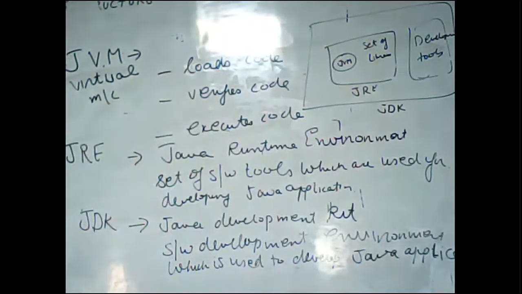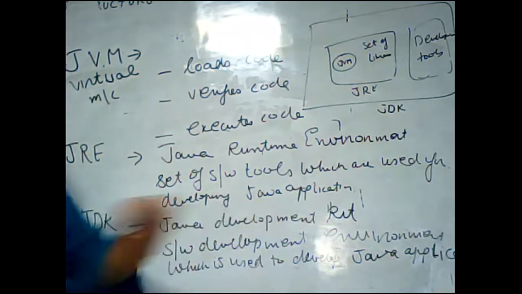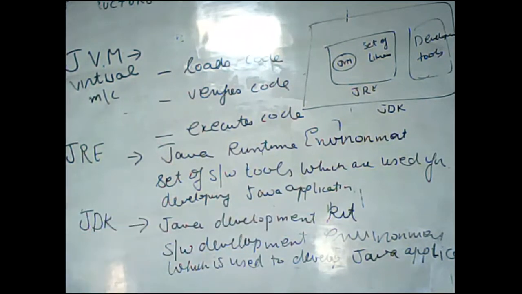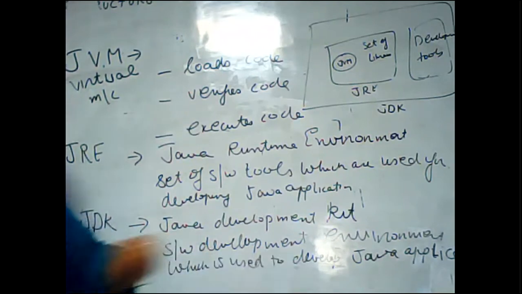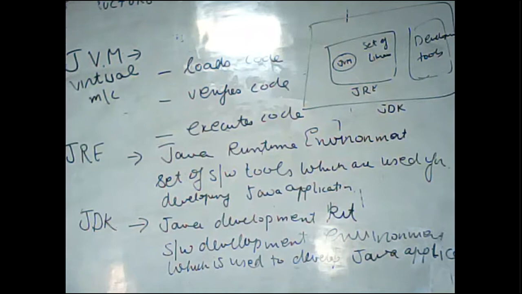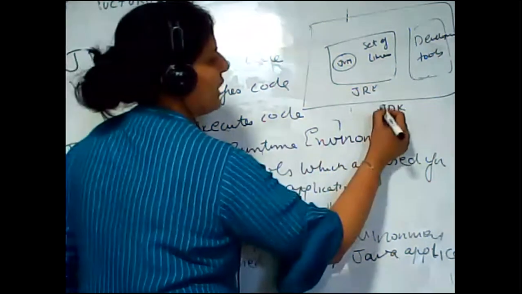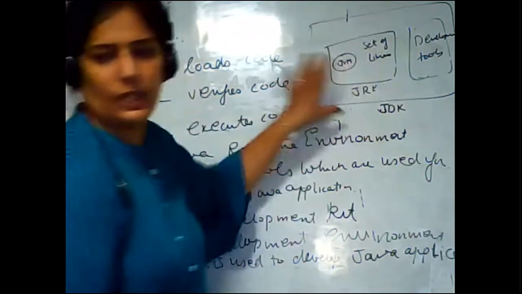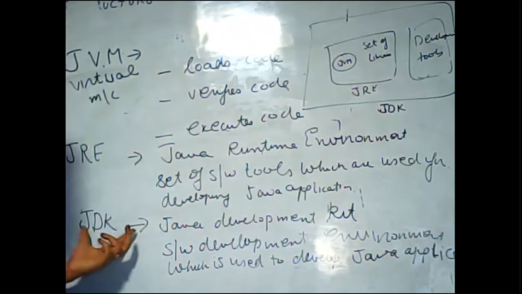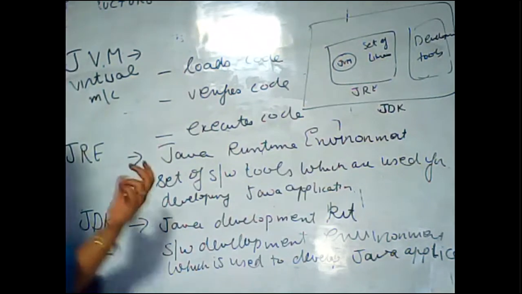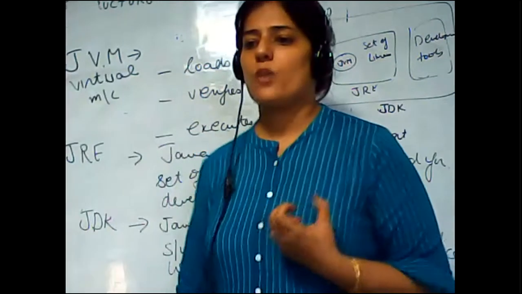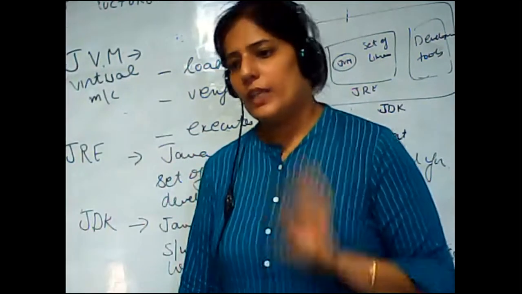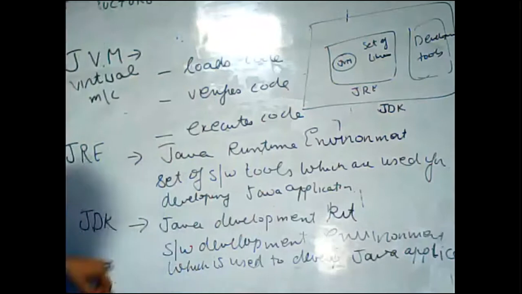Next is the JDK. How can we define this term JDK? That is the Java Development Kit. So what is this Java Development Kit? That is a software development environment which is also used to develop the Java application. Everything is available under this JDK. While installing Java, we need to install this JDK.